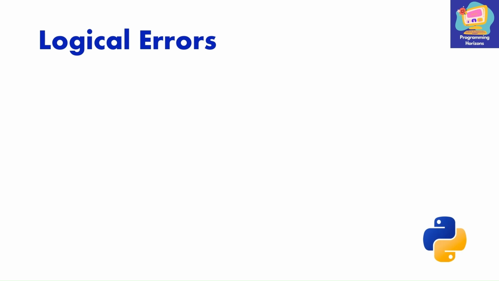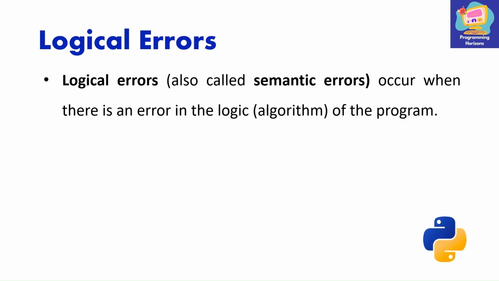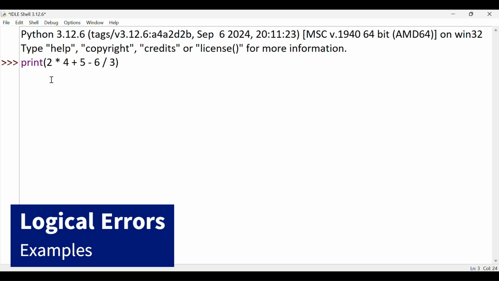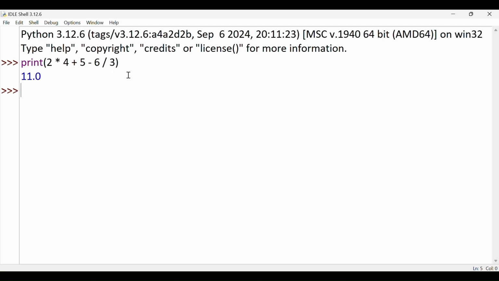The second type of errors are logical errors. These are also known as semantic errors and these occur when there is an error in the logic or algorithm of the program. In case of a logical error, the program code runs but produces incorrect output. Suppose that in this case I want to generate the output for this expression. So when I print it, I get 11.0 as the output. Whereas my actual expression was this. If I want to put parentheses around 4 plus 5, then in that case the output would be something else.